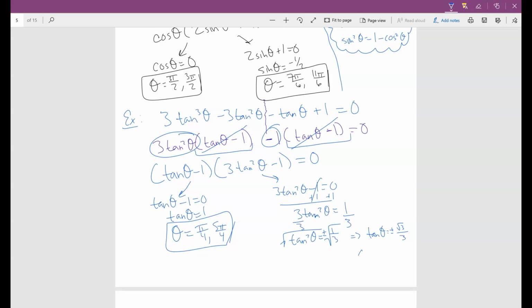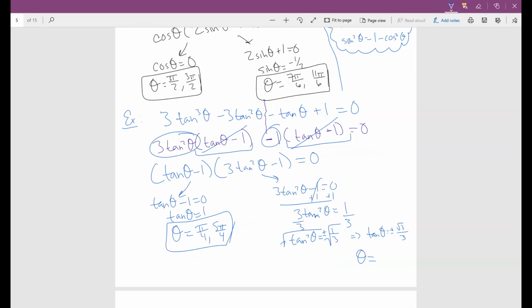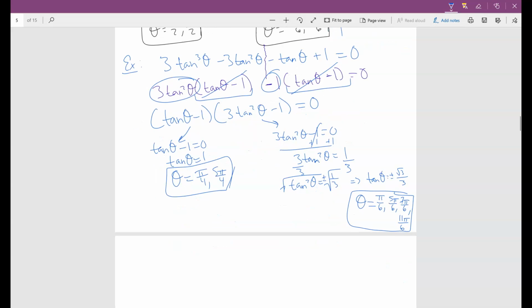Now where is tangent of theta going to be equal to plus or minus square root of 3 over 3? Let me go back to the unit circle. Square root of 3 over 3 is right here, and we want all of them, both positive and negative. So that's going to be pi over 6, 5 pi over 6, 7 pi over 6, and 11 pi over 6. All of these guys are going to be solutions to this particular problem.